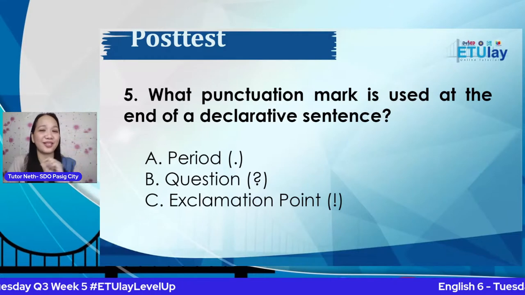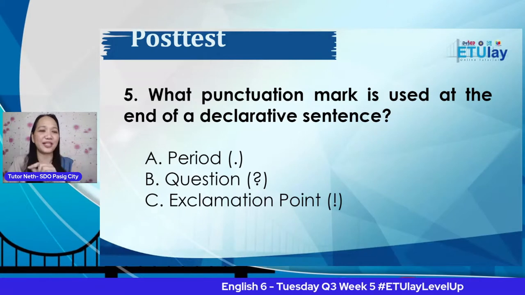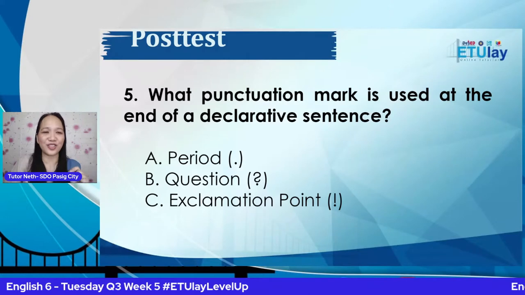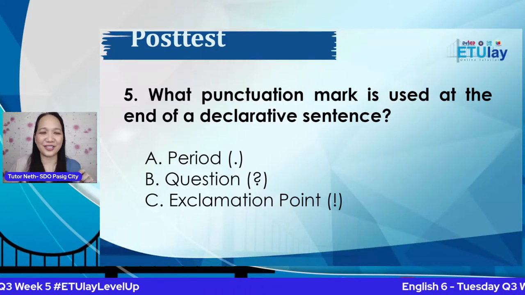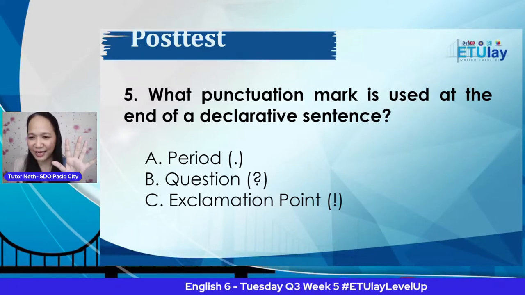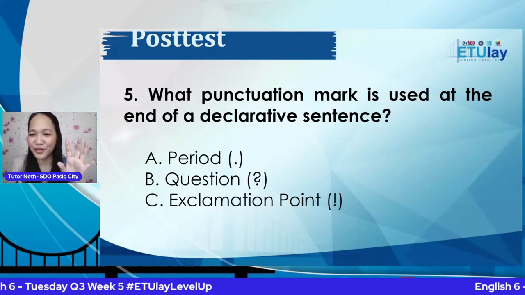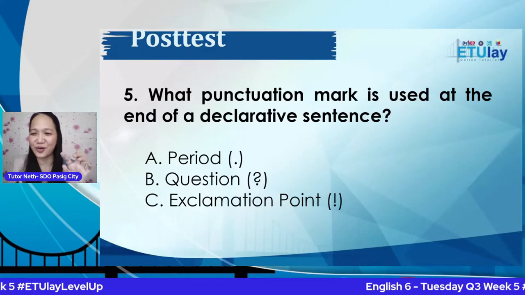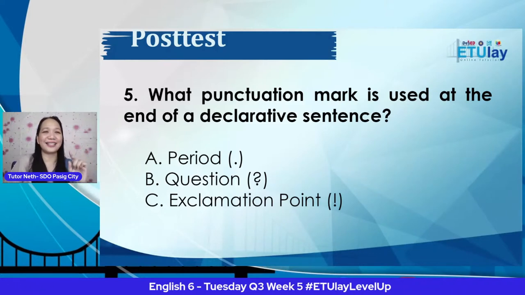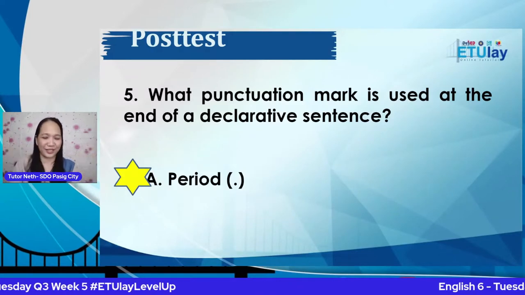Okay, number five. What punctuation mark is used at the end of a declarative sentence? A, period. B, question mark. C, exclamation point. Oh, this is a giveaway question, ha? Okay, let us see your answer for number five. Angelique Marie, ayan, A, sabi niya. Okay, si Clarice Arboso A, Aliana A, Lian Jean A. Okay, tignan natin. All right, so that is letter A, period.